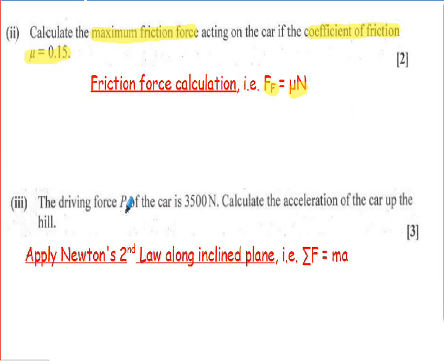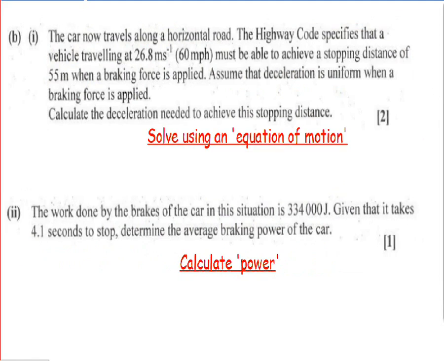Friction force is mu times the N there. In the third part, they've given us force P, 3,500 newtons. It's driving the car up the incline, and we've got to find the acceleration. So that's a question of applying Newton's second law, summation of all the forces equals ma, along the incline. Again, we looked at this kind of thing, applying Newton's second law, considering all the forces that are acting parallel to the incline. So again, I'll leave you with that one for now. Quite a difficult question because it involves Newton's second law here.